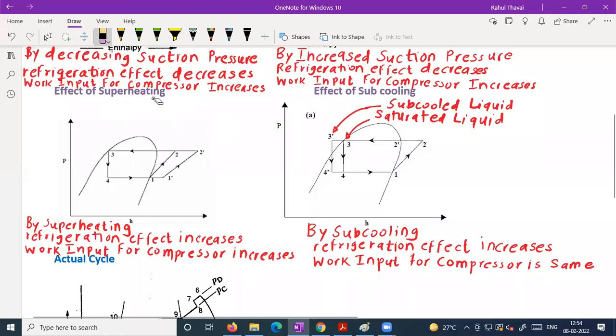So when you superheat after the compression, what happens? Refrigeration effect increases. But what happens with the work input for the compressor? It also increases. Similarly, when you subcool it, the refrigeration effect increases, but the work input for the compressor is constant, it is the same. So we found subcooling to be more efficient than superheating.